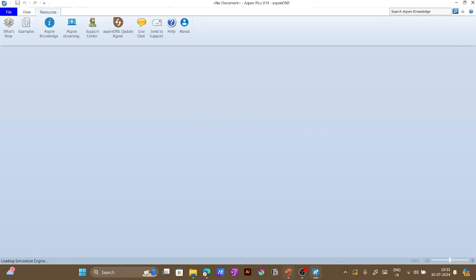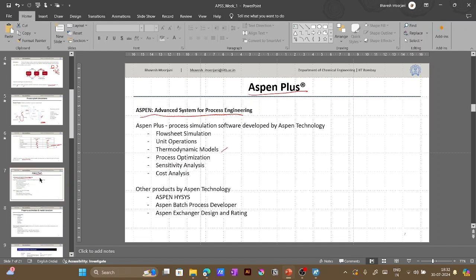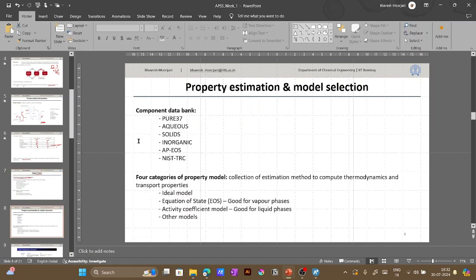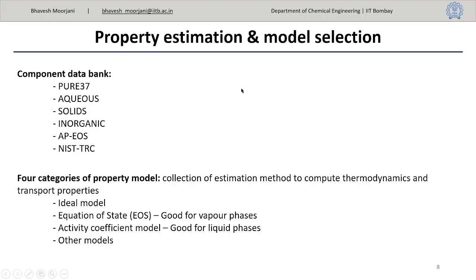Meanwhile it's loading, let me go further. In the first week of the lecture, what sir dwelt on is how to compute different properties in Aspen Plus, specifically what models are available and what data banks are available. I will give you a general overview of what kind of model we can use. There is no straightforward method of selecting models, like this model will work for that. Rather, you have to understand what each property estimation model does and how it computes various properties.